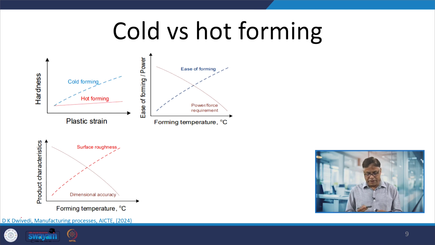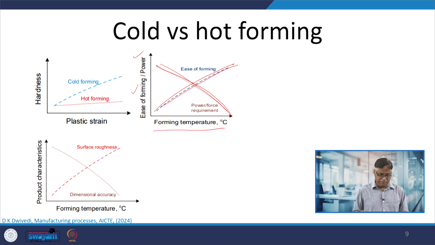So, if we try to see the effect of the forming temperature on the ease of forming and power, then the power requirement decreases with the temperature, and ease of forming increases with the temperature. So, this is how the forming temperature affects the ease of forming or the power requirement. Similarly, with forming temperature, the dimensional accuracy is compromised and the surface roughness increases, which means the surface finish is compromised.